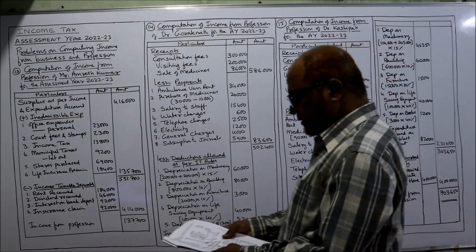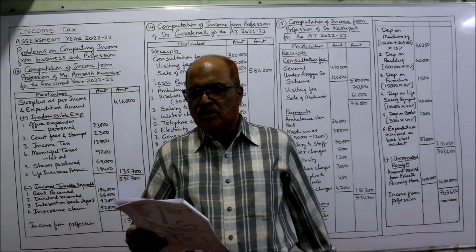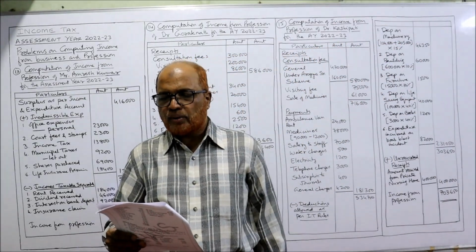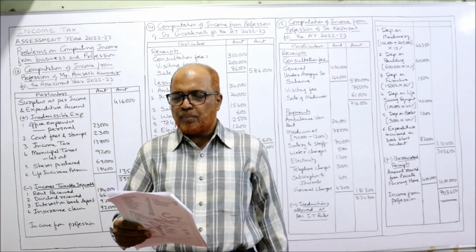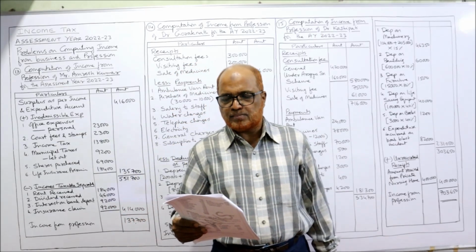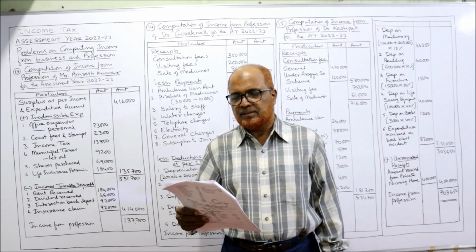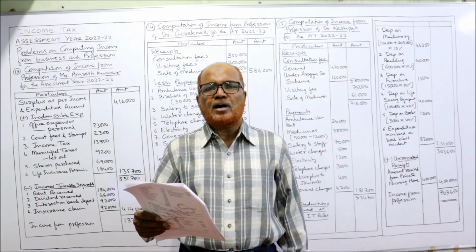Now, see problem number 13. Income and expenditure account of Mr. Amresh Kumar, an advocate of Nalgonda, for the year ended 31st March 2020 is as under. Compute the professional income for the current assessment year and tax liability. So here the income and expenditure account is given.